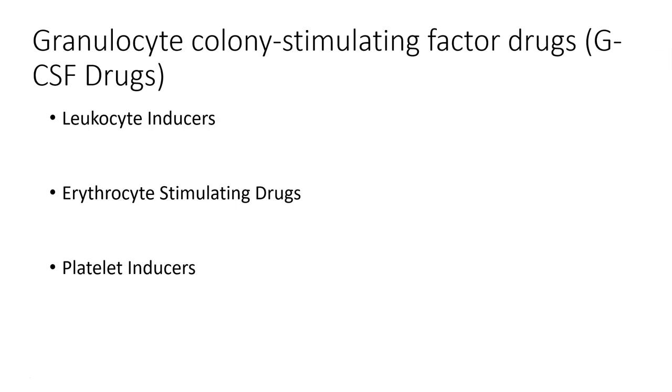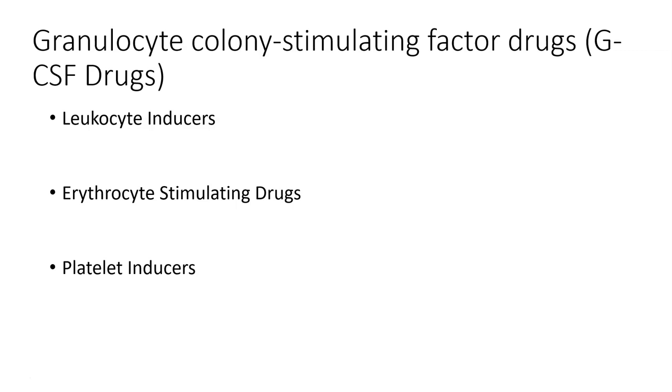One of the complications of chemotherapy is bone marrow suppression. The rapidly reproducing cells in the bone marrow, which would produce blood cells, can be impacted. So we use a group of drugs known as colony stimulating factor drugs or granulocyte colony stimulating factor drugs. These include drugs that increase production of white blood cells, those are your leukocyte inducers. Erythrocyte stimulating drugs increase red blood cells, and platelet inducers increase the levels of platelets or thrombocytes, your clotting cells.